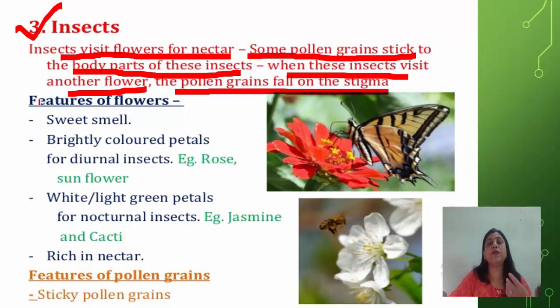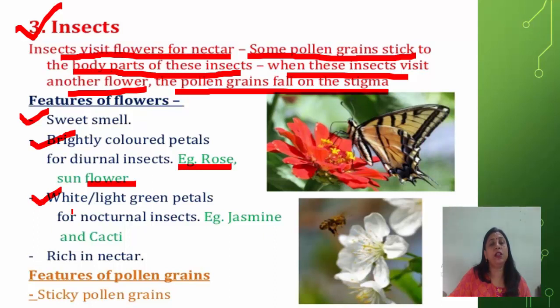But what are the features of the flowers which are pollinated by insects? First, they are very sweet smelling. They have a very sweet smell, so the insects get attracted towards them. They have brightly colored petals for diurnal insects. Diurnal means those that come out in the day. Examples are rose and sunflower.